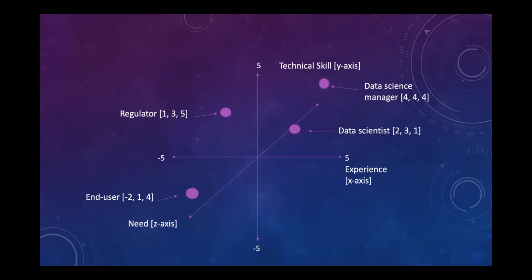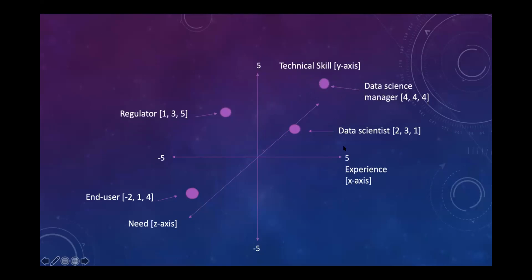So what this graph is trying to elucidate is that it goes from -5 to 5 on each axis. So now you can think of it as a bounded decision space. It's not going to escape from -5 to 5 on either end. So there are discrete values, and what I did is I plotted a few different individuals. So you have a data science manager. If the y-axis is technical skill, the x-axis is experience, and the z-axis is need, need being the need for an explanation, a data science manager is a 4-4-4.